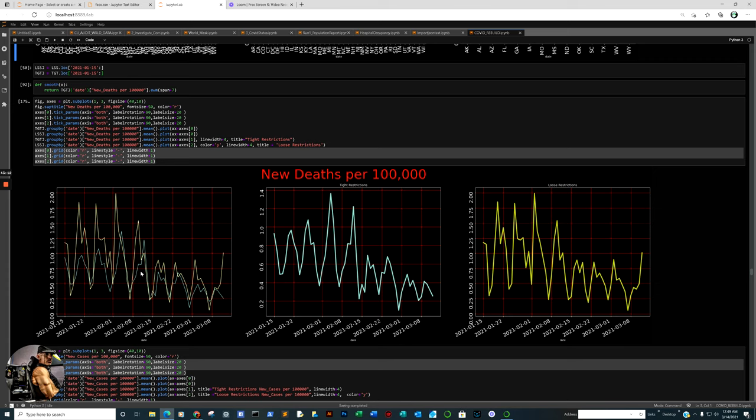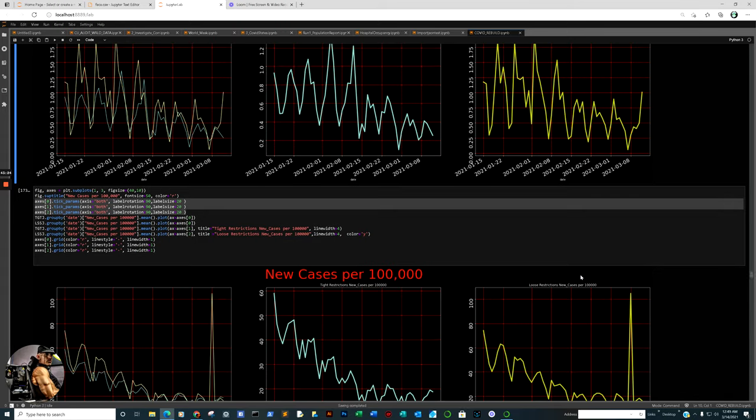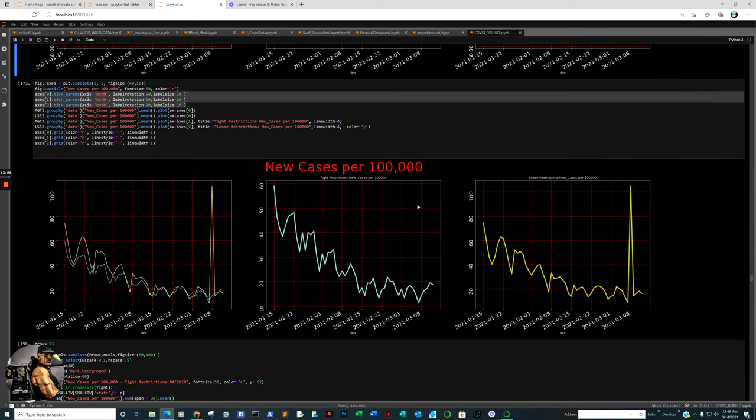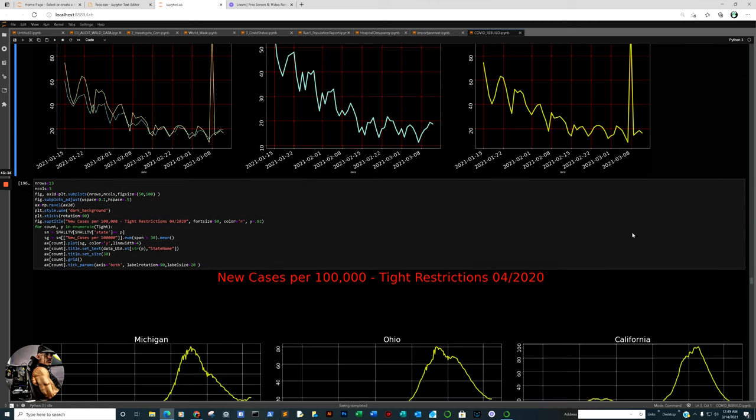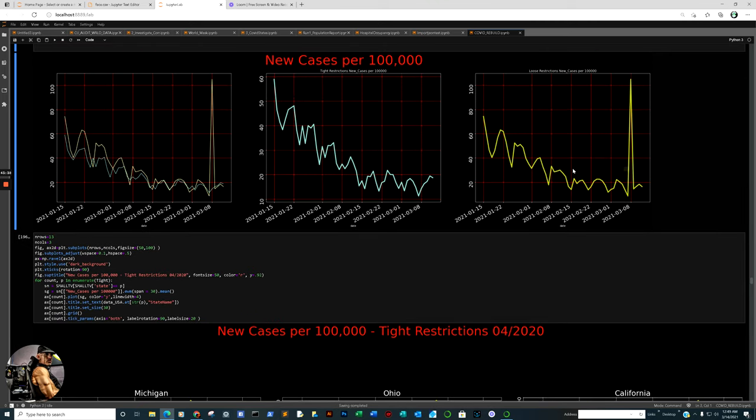New deaths per 100,000. Again, you're a policymaker. Now, this is a good example, in all fairness, of the loose restriction states. Let's see how that balances out. Right there, new cases per 100,000. You see the data anomaly? One state can throw it off. They just dump their data, and it can affect policy decisions for the rest of the country. But again, this is on the loose states.